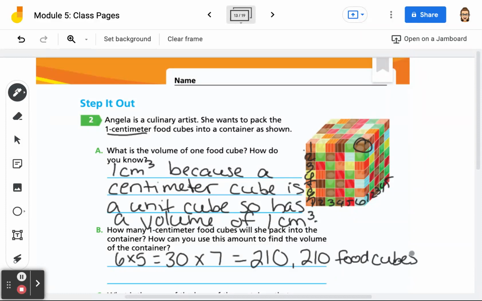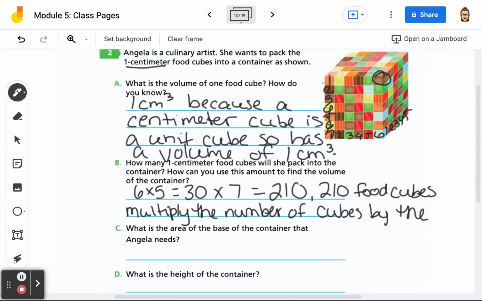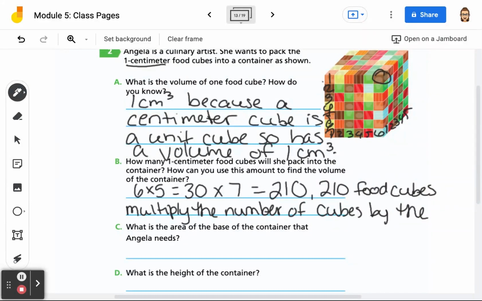And then we would multiply that by the volume. So multiply the number of cubes by the volume of each cube.